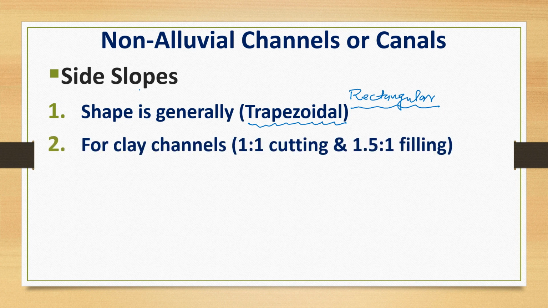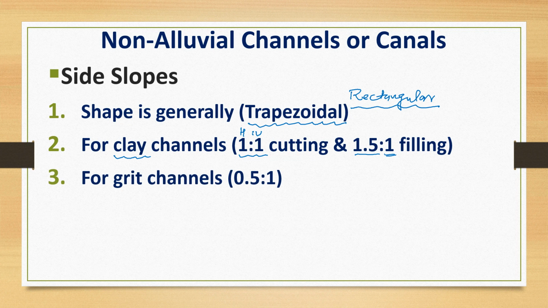So if your channel is in clay soil, the channel is non-alluvial and the bed material and bank material is a strong clay, we will keep the side slope as 1:1, meaning horizontal versus vertical, in cutting. If the material is being cut from that side, the side slopes of the channel will be maintained as 1:1, meaning 1 meter in horizontal. If you are moving 1 meter horizontally, then you will move 1 meter in vertical direction. And if you are designing that channel in filling, then you will move 1.5 meters in horizontal direction and 1 meter in vertical direction. And for gravel channels, the side slope will be 0.5 to 1.